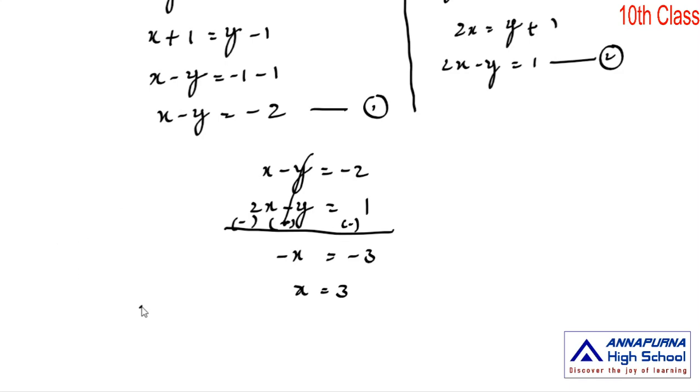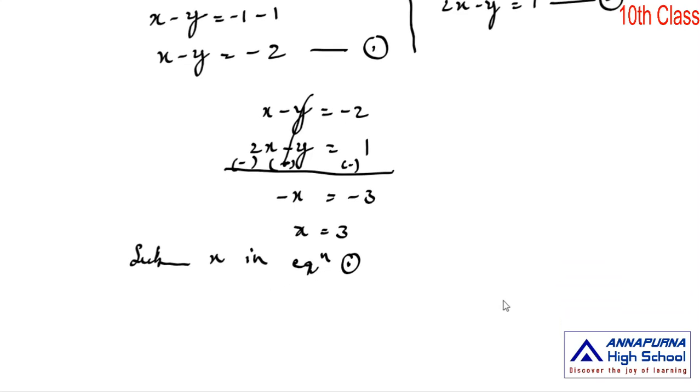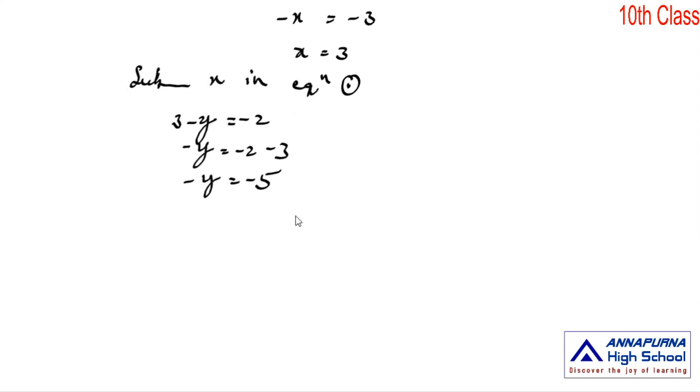Okay, now substitute this x value in either equation 1 or 2. Here I substitute that x value in equation 1. So here the first equation is x minus y is equal to minus 2. So when I substitute the x value in this equation, that implies 3 minus y is equal to minus 2, minus y is equal to minus 2 minus 3, minus y is equal to minus 5. So on both sides, if you omit the minus signs, y is equal to 5.